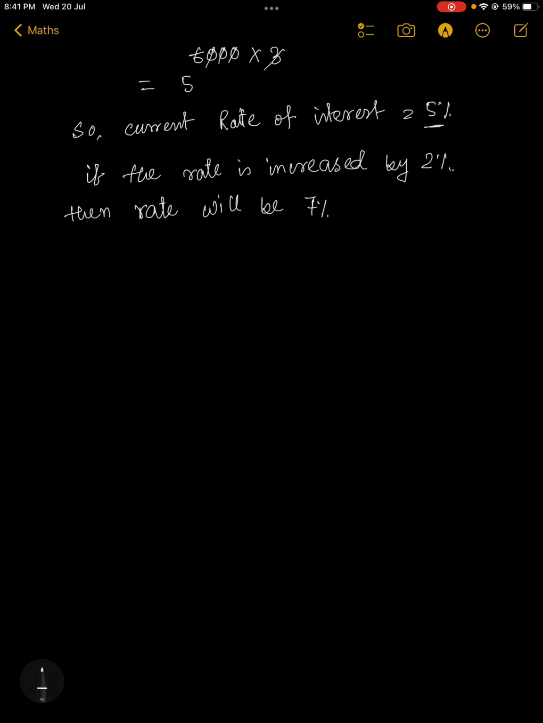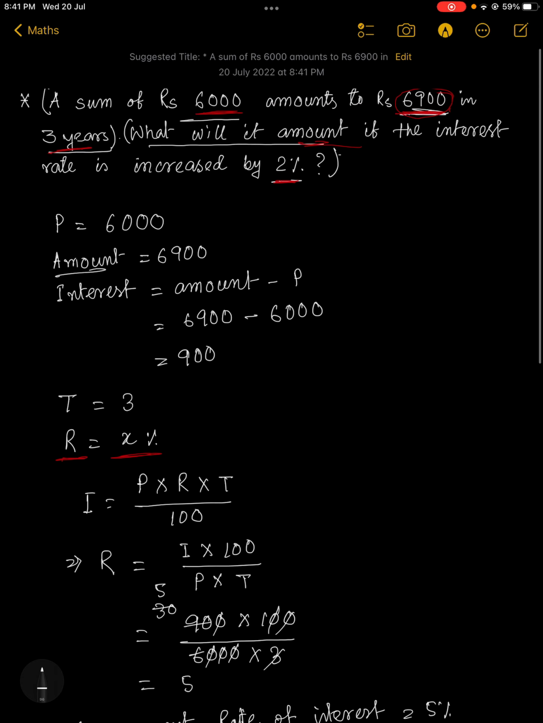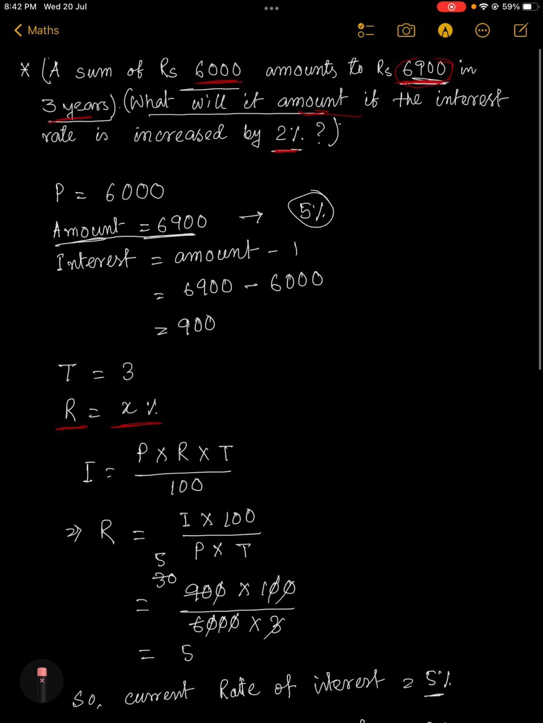So now what do we have? We have the principal equal to 6,000, R equal to 7%, and the time equal to 3 years. And now we will not consider the old amount, because that was when the interest rate was 5%. The interest rate is not 5% now, so we will not consider it right now.